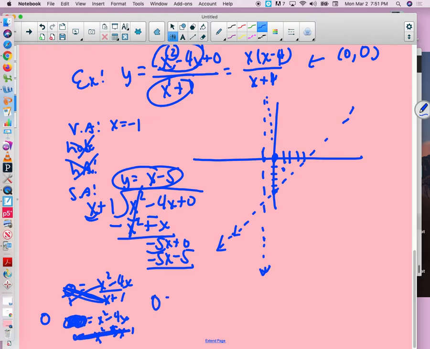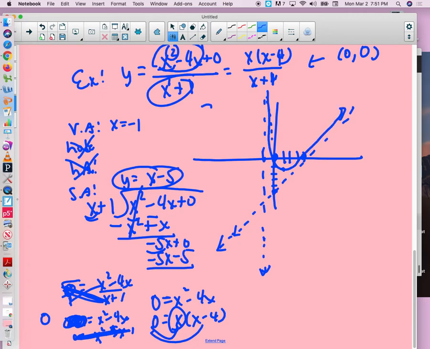So I had 0 equals x squared minus 4x. I should have known that. When I cross multiplied, that's 0. So I factor out an x. And so I have a 0 at 0 and at 4. So it comes down like this and comes back up and follows that slant asymptote.